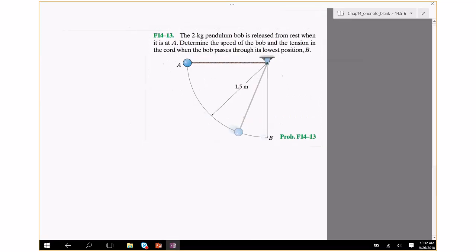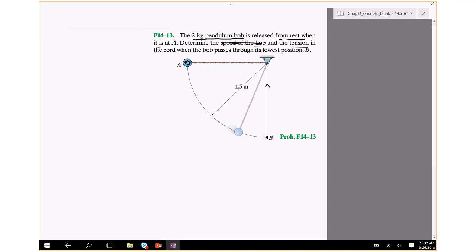Okay, so here's another pendulum problem. I want you to do it. The 2 kg pendulum is released from rest when it is at A. So it's released from here. Determine the speed of the bob and tension in the cord when the bob passes through the lowest position B. I would like you to solve only for one part. You don't have to solve for the speed.